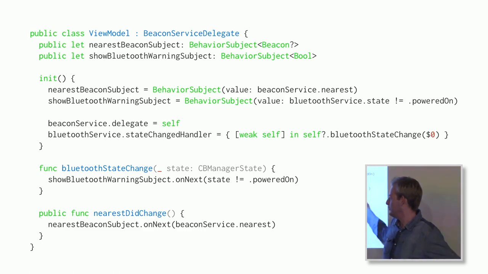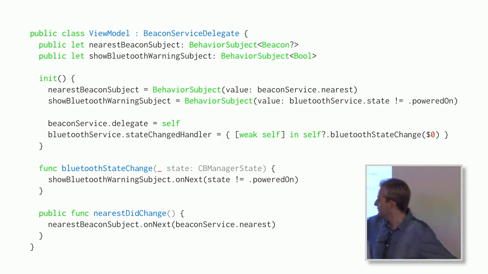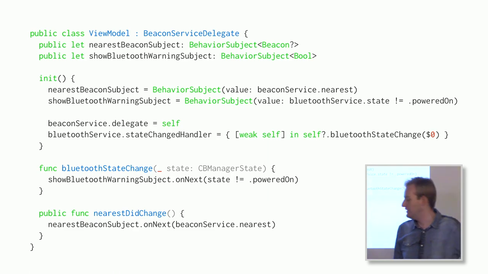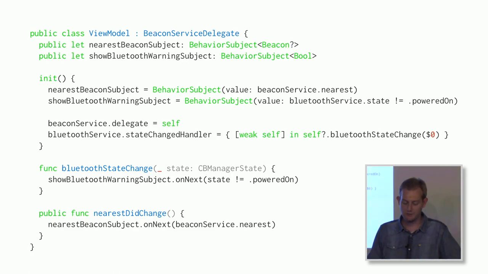I have now properly used the weak reference for the handler. And whenever the state changes, we now send a next event to the subjects. One downside of this is that the way this is implemented, the subjects are public. And now anyone who has a reference to the view model can also send an onNext. Which is not what I want, because then someone else can start sending beacons or show Bluetooth warnings because they're public. That's not something we want.